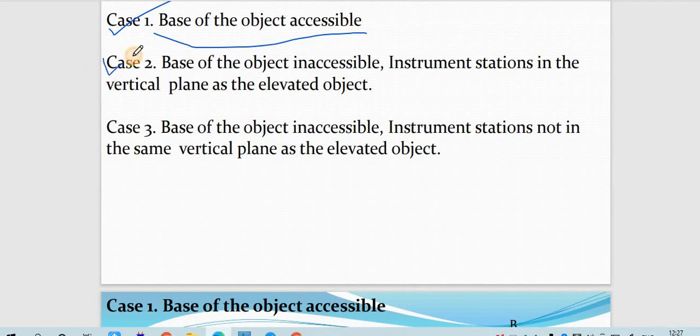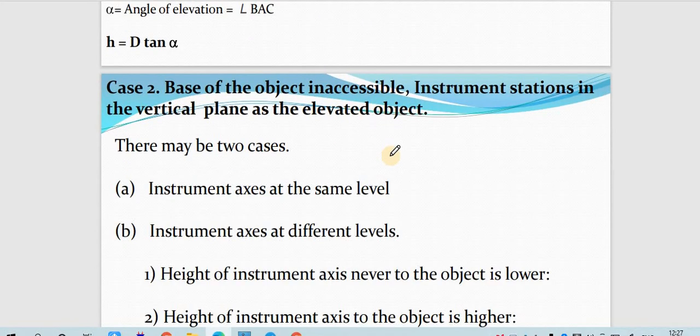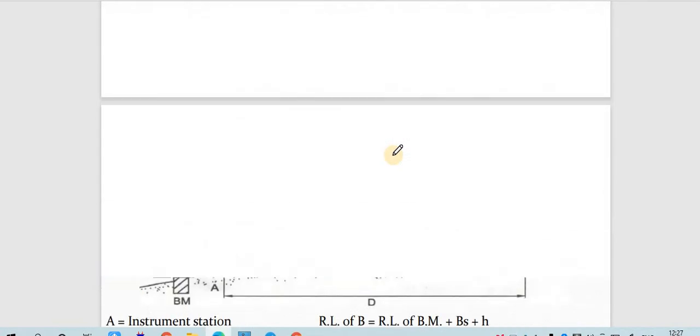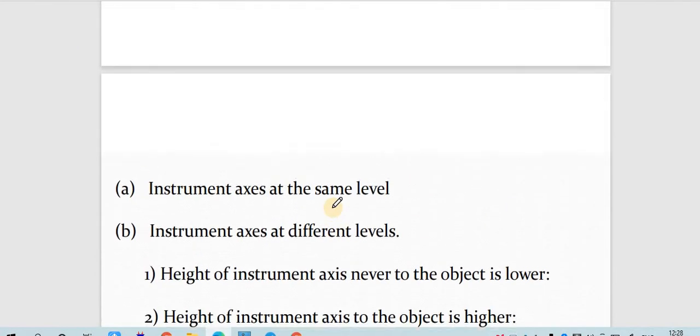Second one, when the base of the object is inaccessible, the instrument station is in the vertical plane of the elevated object, so you cannot reach the base because it is at some height. Let me show the diagram. In this case you can see it is at a height, so you cannot easily access it. That is why the object is inaccessible. The instrument station is in the vertical plane of the elevated object. So these are the two cases.